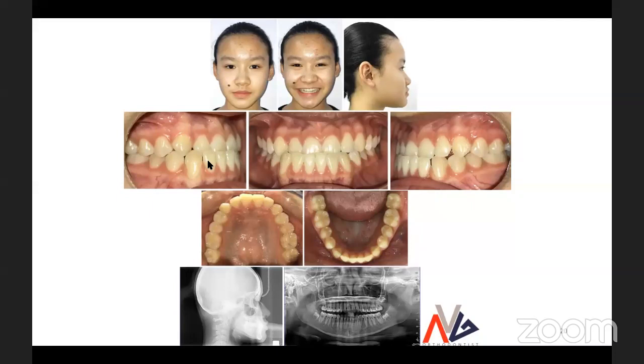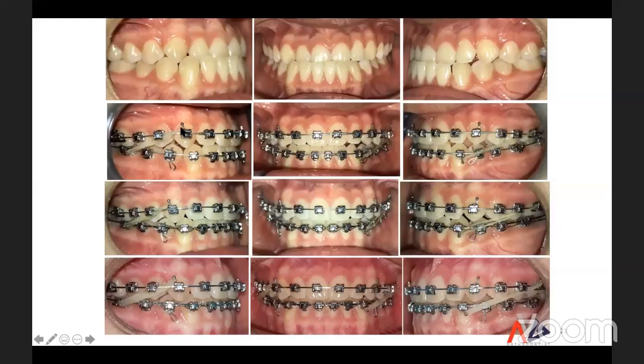What I did in this particular case was use class 3 and class 2 elastics. Class 2 elastics over here, as you can see, because I wanted to correct the class 2 issue. And over here, I used class 3 because it was a canine class 3. So you can guide the mandible in any particular way. You can use class 3 elastics and midline elastics, or class 2, class 3 elastics, or any kind of fashion that you want to.